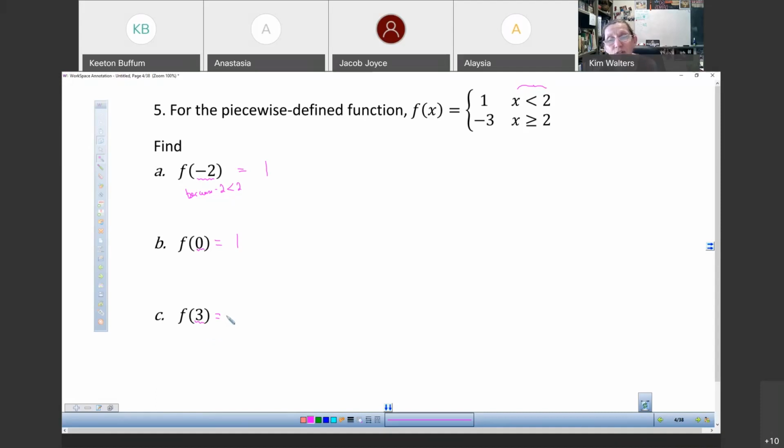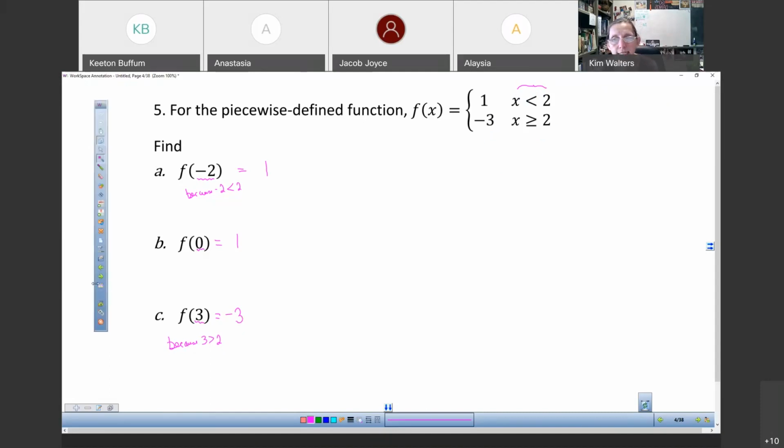All right, so this is going to be a value of -3 because 3 is greater than 2, right? Okay, so we're going to use this because 3 is greater than +2. So again, we're looking here, and then we translate that over here to a value, okay?